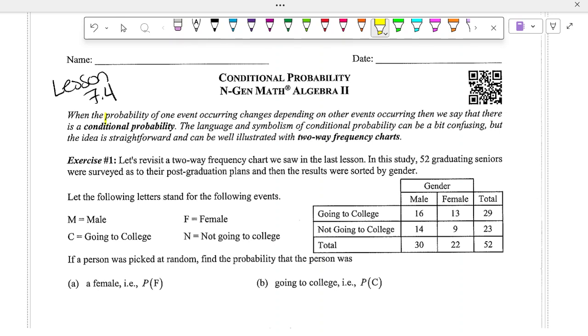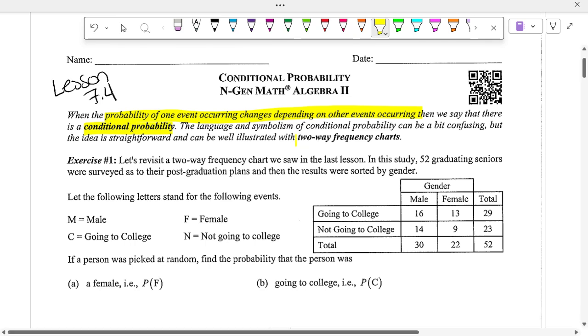So the probability of one event occurring changes depending on other events occurring, and we say that they are a conditional probability. All right. And again, the easiest way to figure out the conditional probability without having to use the formula is through two-way frequency tables or charts.